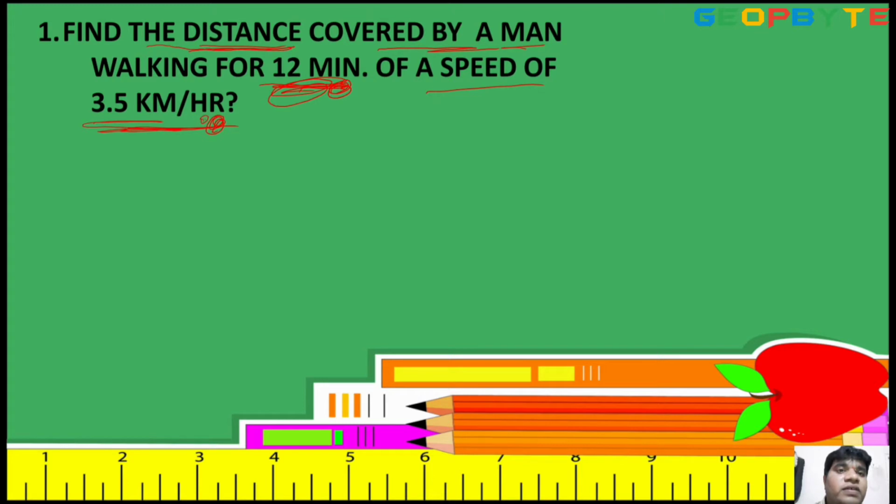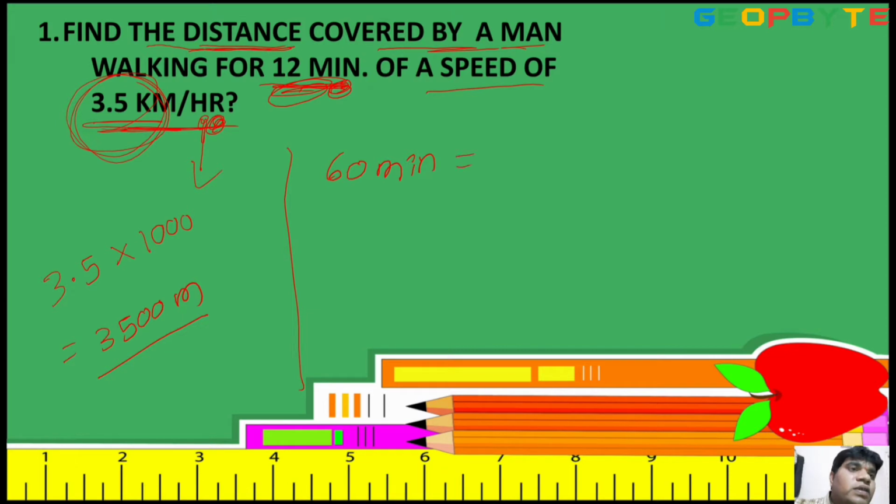That's why we convert the hour into minutes. Also, for our convenience, change the 3.5 kilometers into meters, then you can easily understand, children. 3.5 into 1000 simplifies to 3500 meters. Now observe: 60 minutes gives 3500 meters, but the requirement is 12 minutes. How many meters? This is the problem, children.